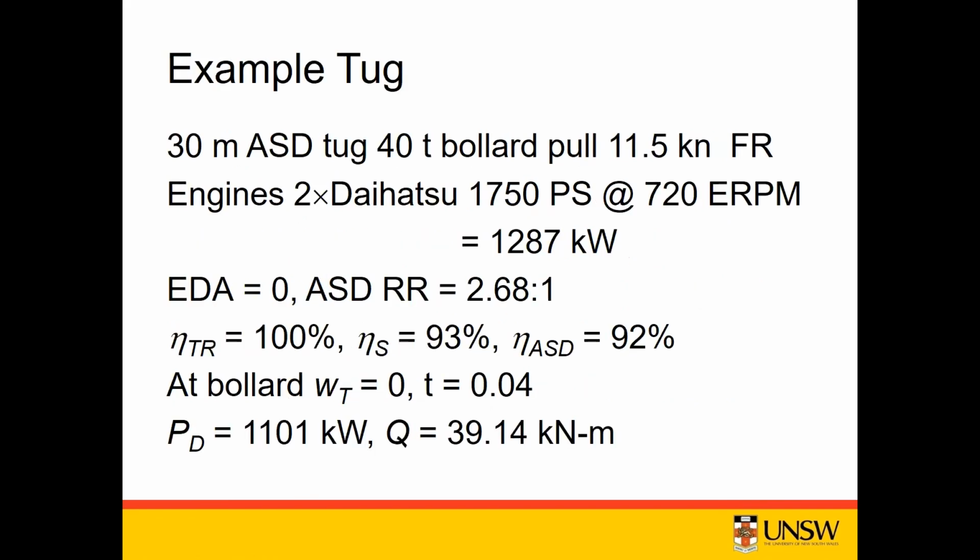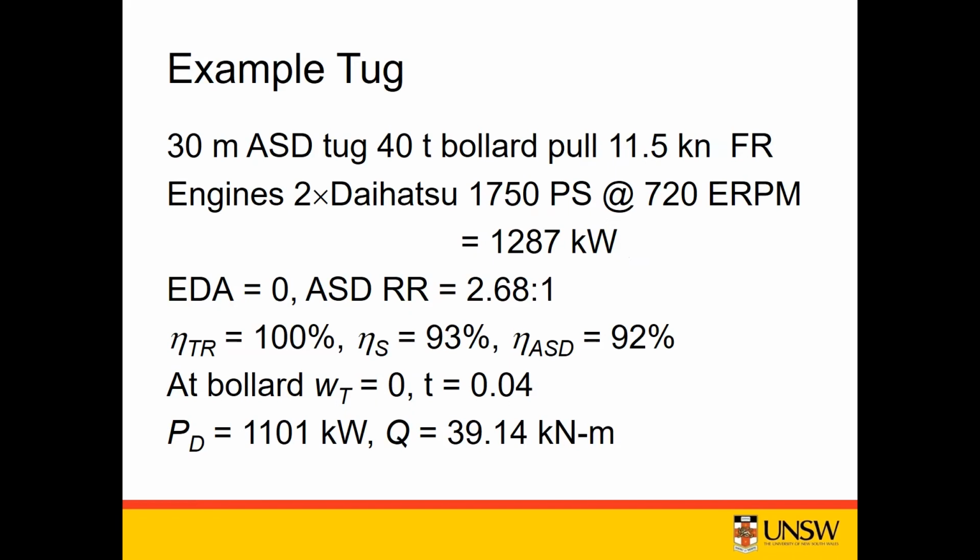So this was an example tug that we designed at Commercial Marine Design, a 30 metre azimuthing stern drive tug for 40 tonnes bollard pull, and it needed to have a guaranteed speed of 11.5 knots free running. 2 Daihatsu engines, 1750 feeder Stark at 720 RPM. So that was 1287 kilowatts on each engine.